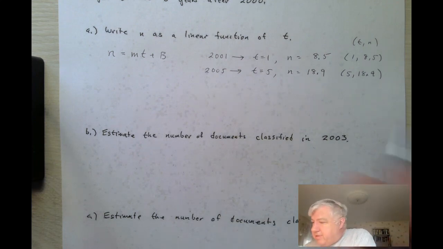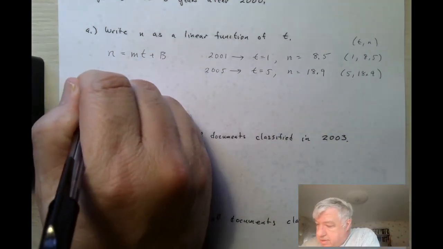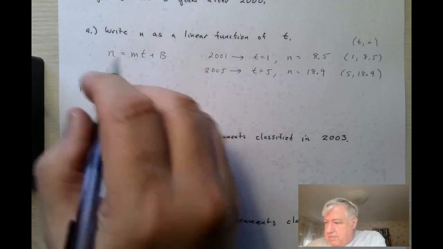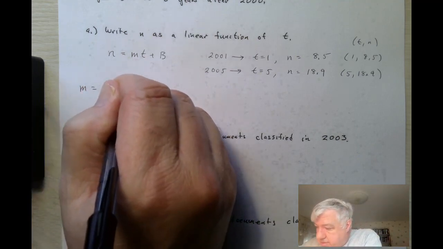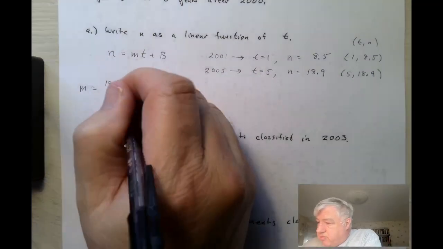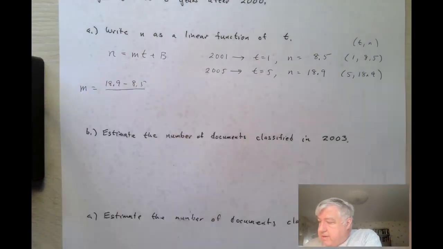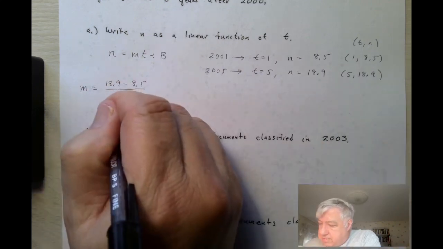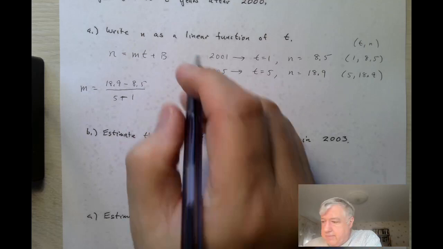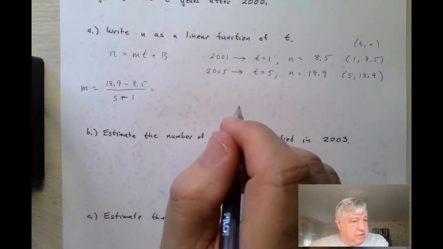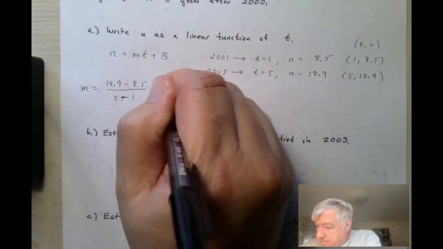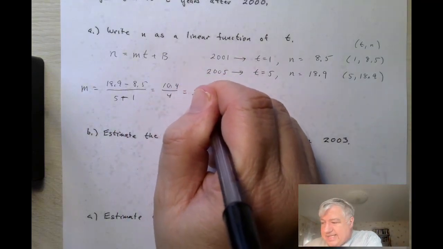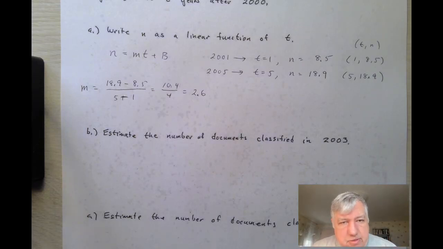So the way we do this is we first find the slope, and this will be 18.9 minus 8.5, and then the change in t will be 5 minus 1. So this turns out to be 10.4 over 4, and on your calculator you see that this is 2.6. So that's what m is.